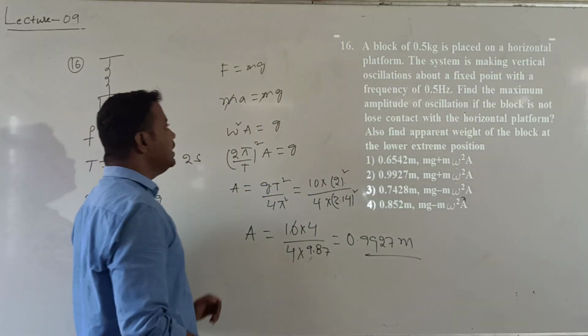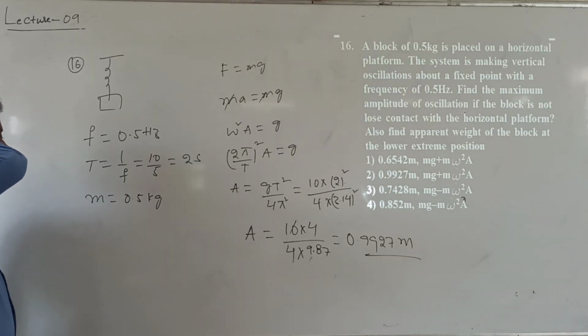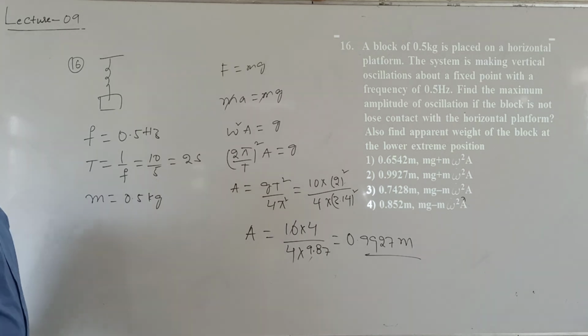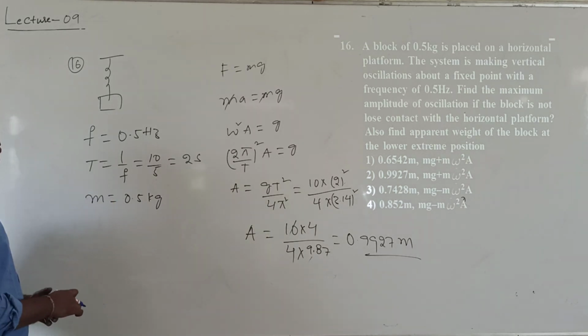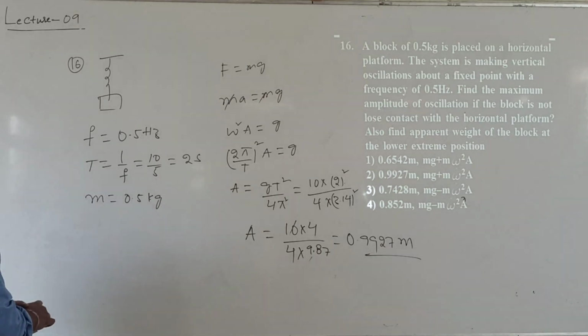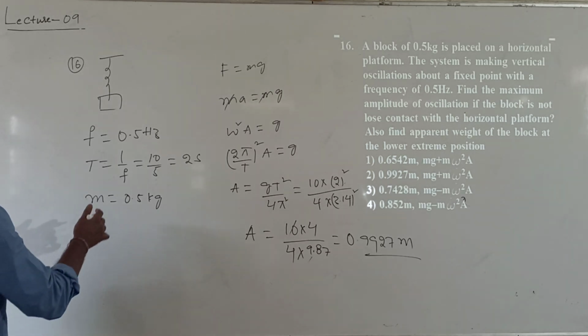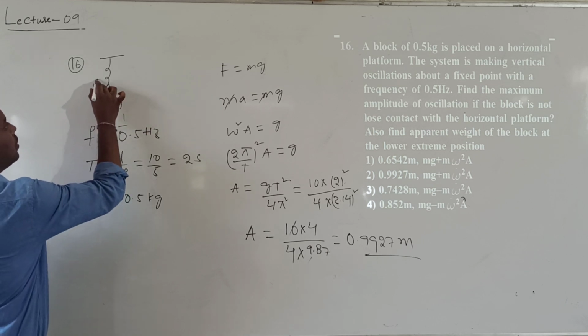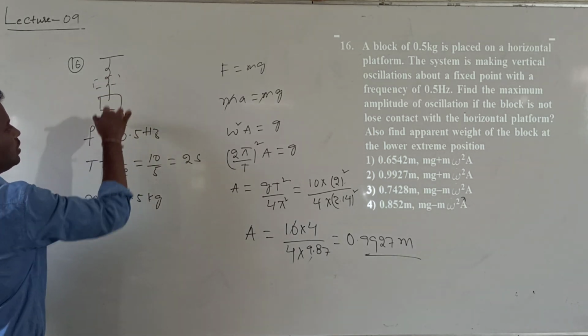0.9927 meters. That is the calculation of amplitude. After calculation of amplitude, what they are asking us to calculate is the apparent weight of the block at the lower extreme position. Now the block is executing SHM. The block will move to and fro, so it is moving this side and also this side.